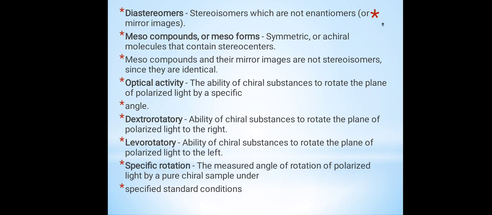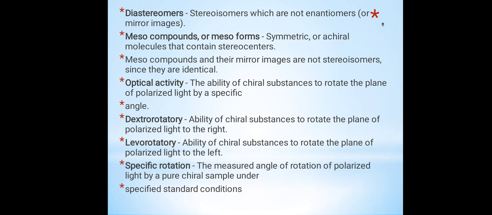Meso compounds, also called mesoforms, means the symmetric or achiral molecules that contain stereo centers. Meso compounds and their mirror images are not stereoisomers since they are identical. Optical activity means the ability of chiral substances to rotate the plane of polarized light by a specific angle. Dextrorotatory means the ability of chiral substances to rotate the plane of polarized light to the right. Levorotatory substance means the ability of chiral substances to rotate the plane of polarized light to the left-hand side.